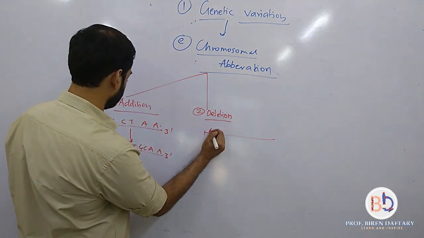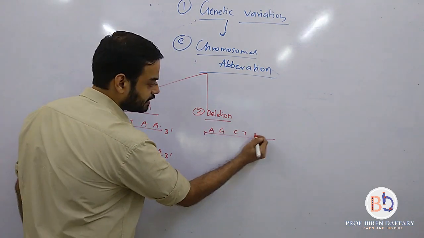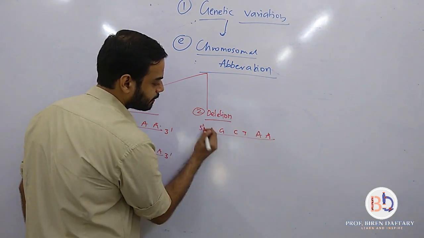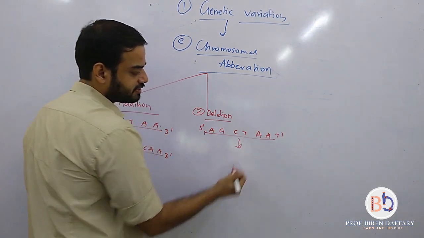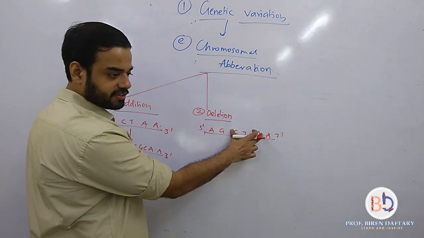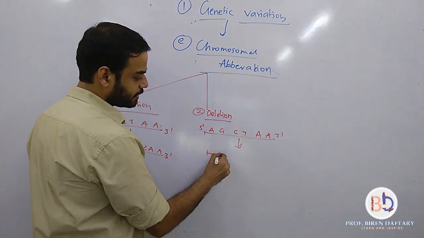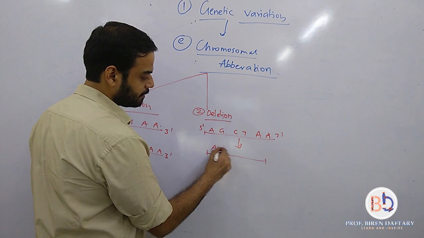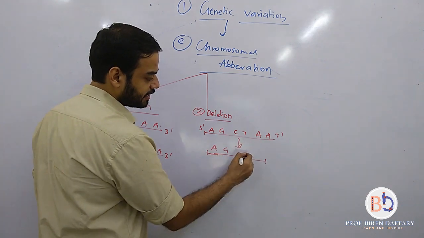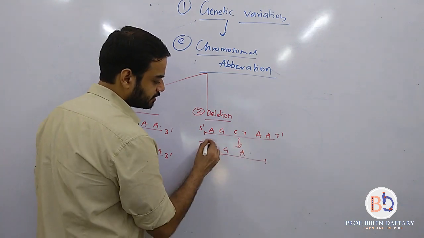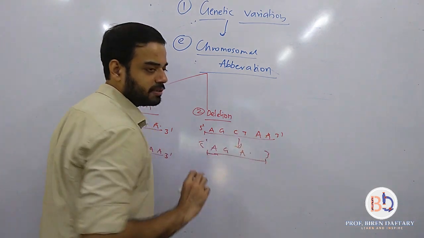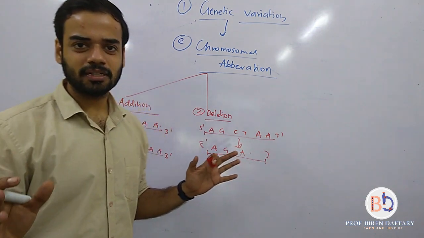Let me write down A, G, C, T, A, 5 prime, 3 prime. After deletion, suppose I delete all these three nucleotides, what will the sequence become? The sequence will then become A, G. These three I have deleted, and the last one is A. So this is 5 prime to 3 prime. All these three have been deleted. Simple deletion. Getting my point?